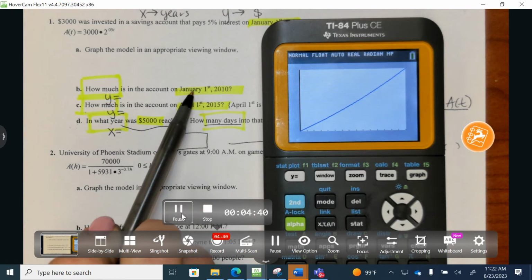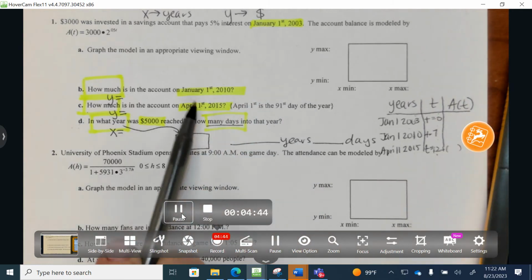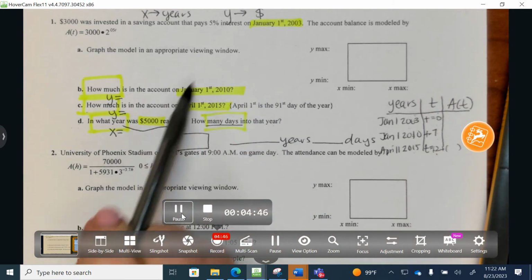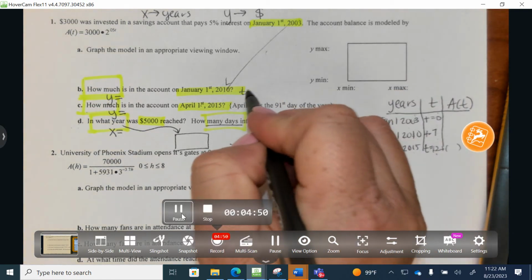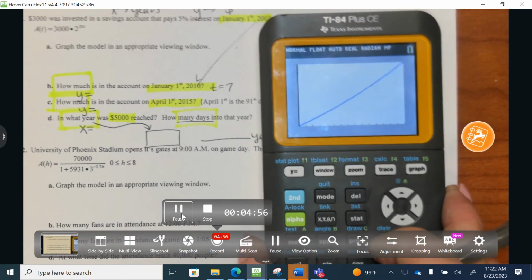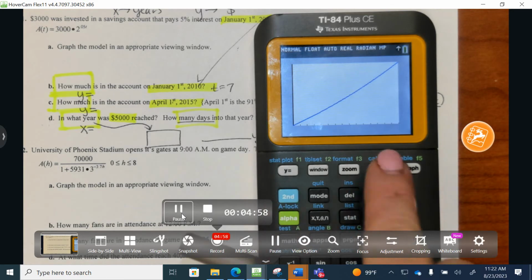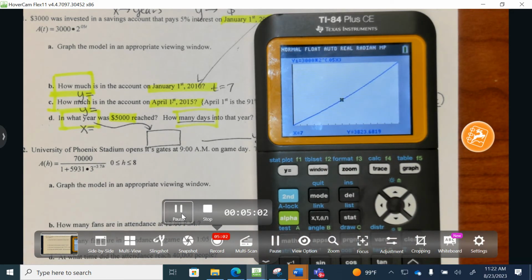All right, I need to know January 1st, 2010. Here's the easy part. We're going from January 1st to January 1st. So it's the exact point of the year, and we increased by 7. So my T is exactly 7. There's no more additional days. So for that reason, I can come up here, and I get to go second trace and go to value and type in 7. Please do the following.